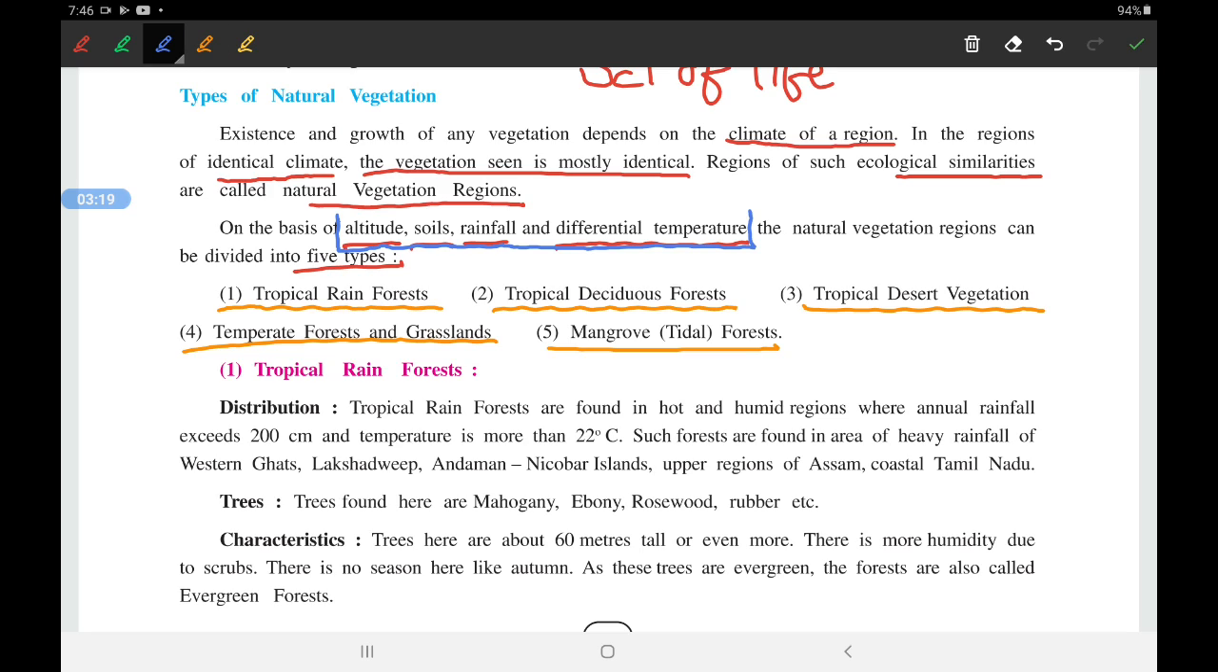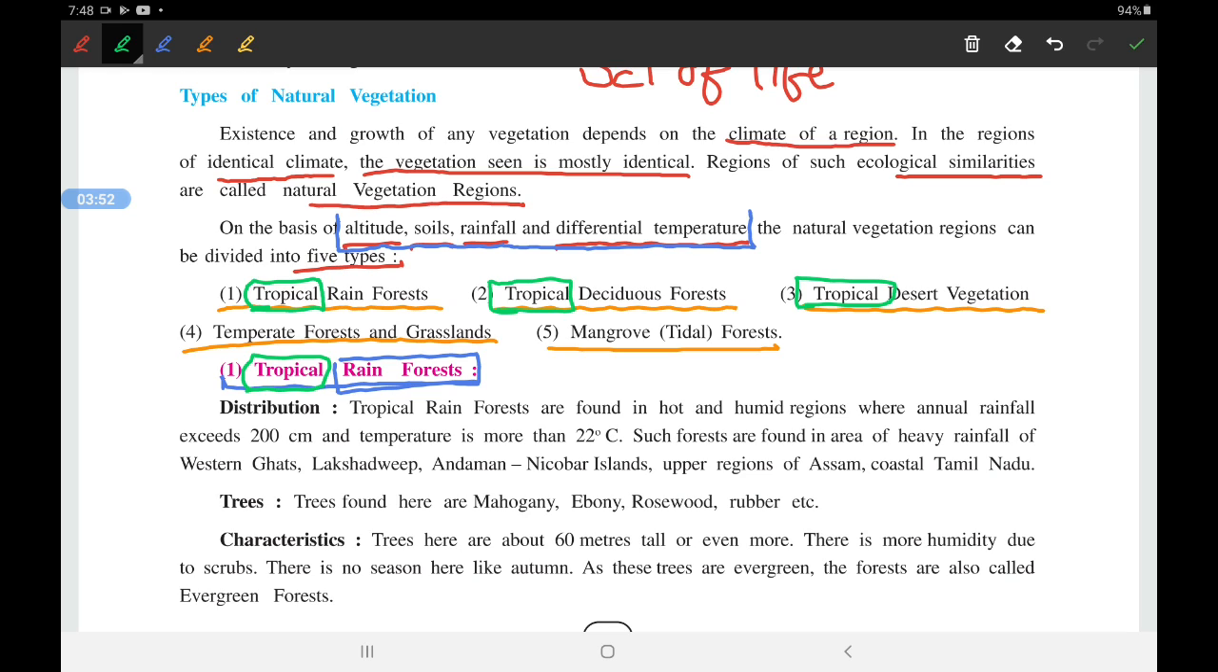So let us start. The first one is tropical rainforest. As I already told you, from the name itself we come to know that this is a forest basically having a lot of rain. Now you heard this particular word tropical. You can see the word tropical is used in 3 places. Now what is the meaning of tropical?